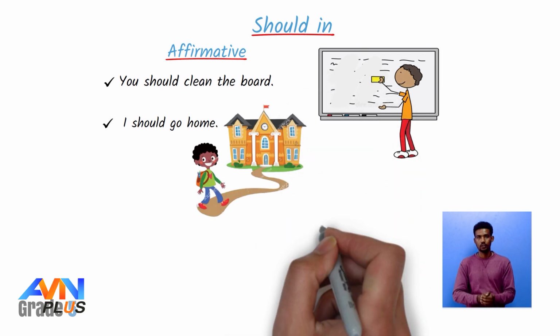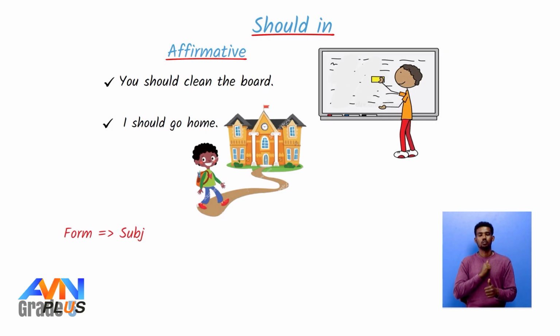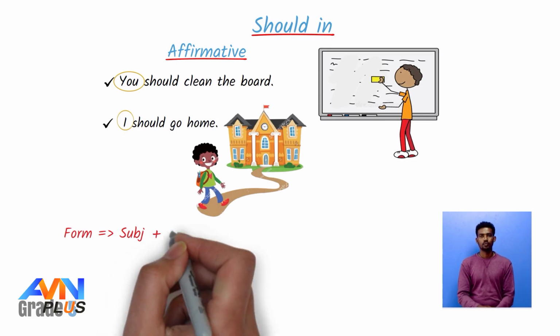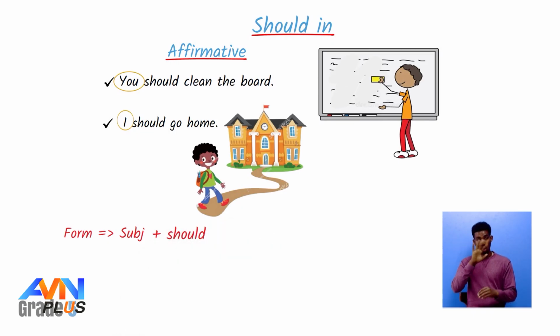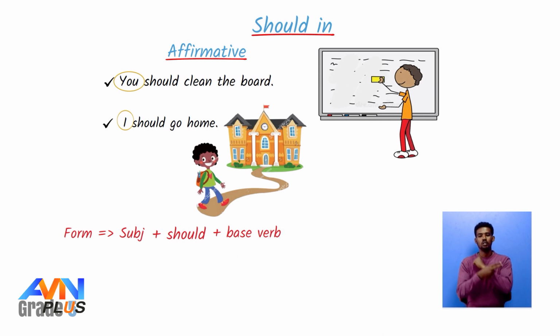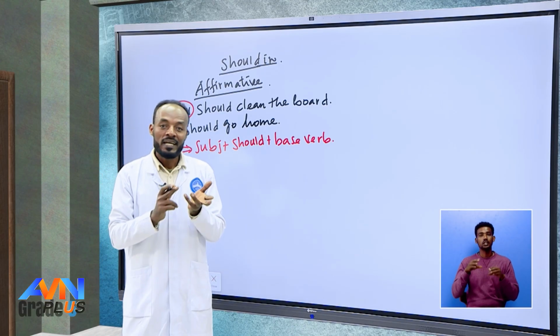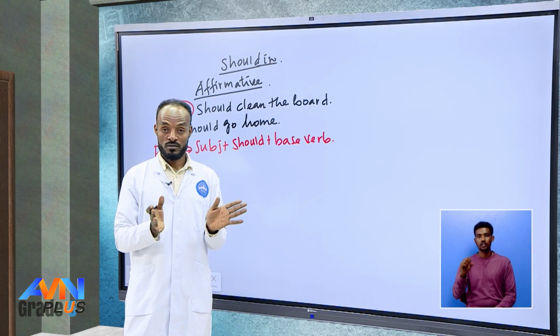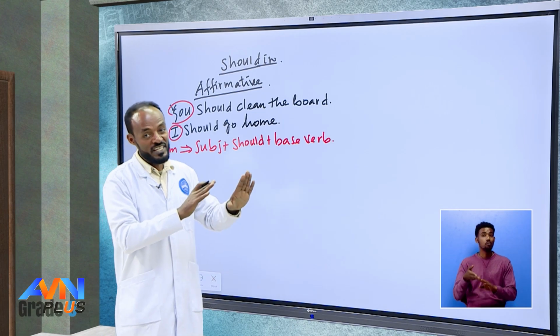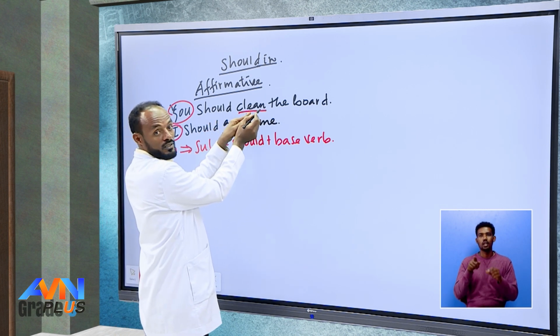Here, its form is subject, you, I. So subject plus should. Don't worry about the subject, because for all personal pronouns we can use should. Should plus base verb. Do you know what base verb means? Base verb is the verb which doesn't take what? D, ed, ied, s, and so forth. The verb which does not take any prefix or suffix. Here are examples, go, clean. They are base verbs, because we didn't add anything here. Am I right? Nice student.